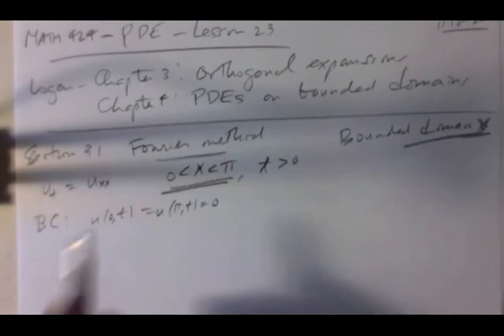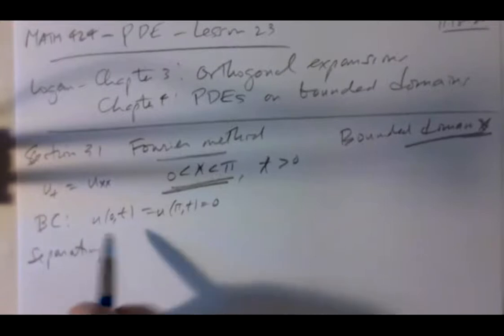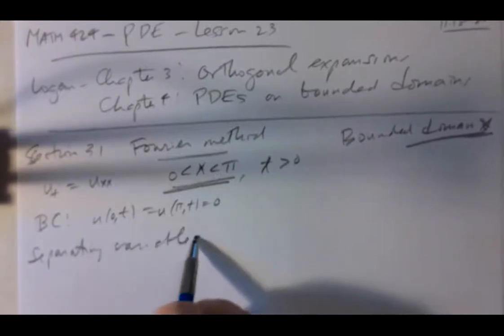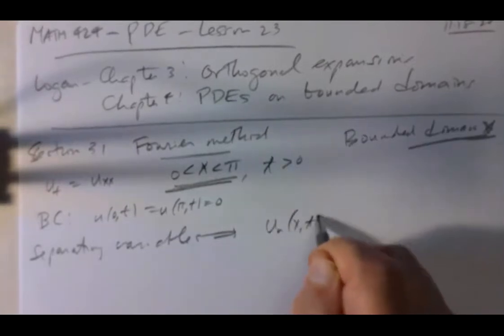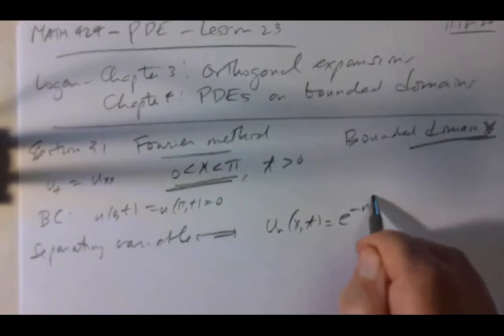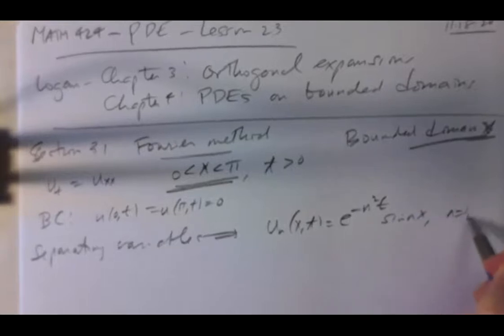And we saw when we separated variables, we got a family of solutions of the form u sub n of x,t equals e to the minus n squared t sine of nx, for all positive integers n. We found this infinite family of solutions, and they all satisfy the boundary conditions, and they satisfy the differential equation.